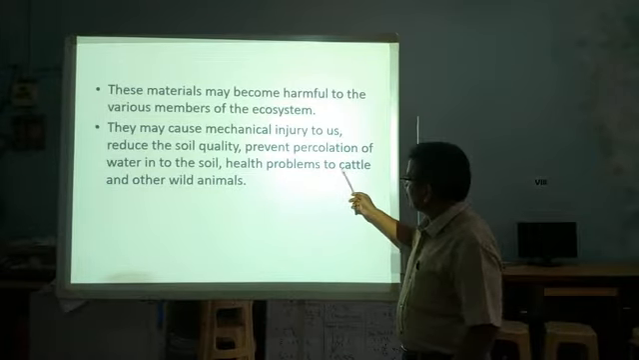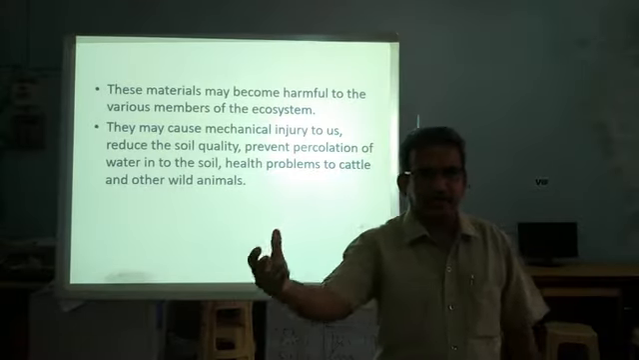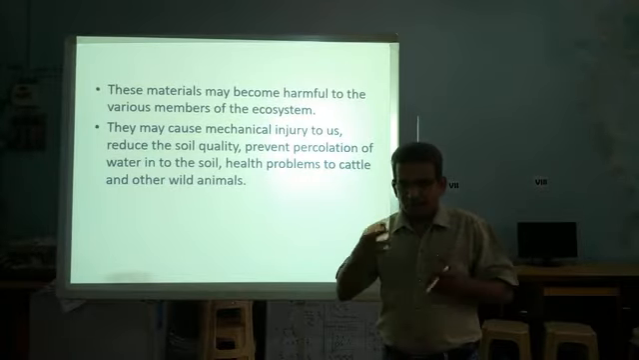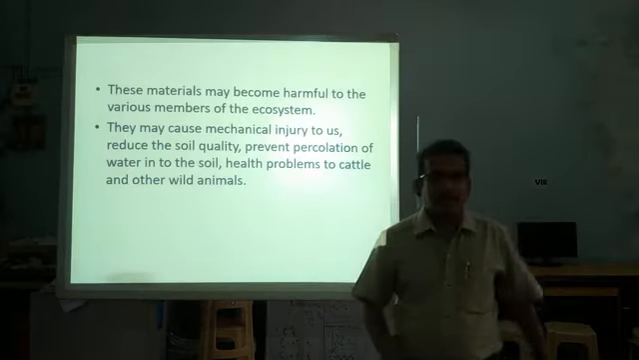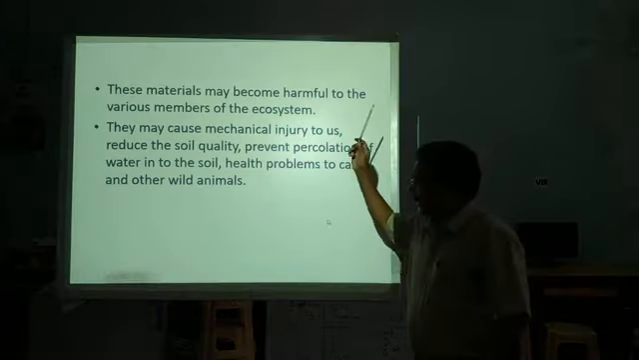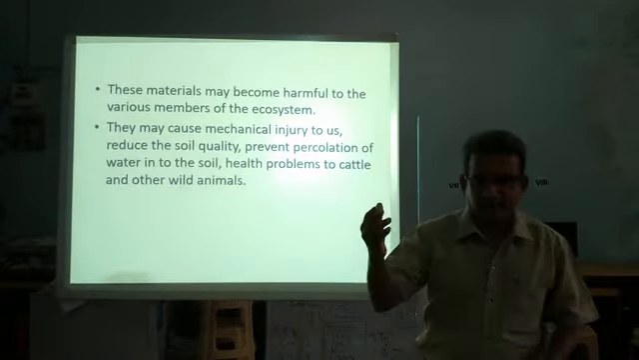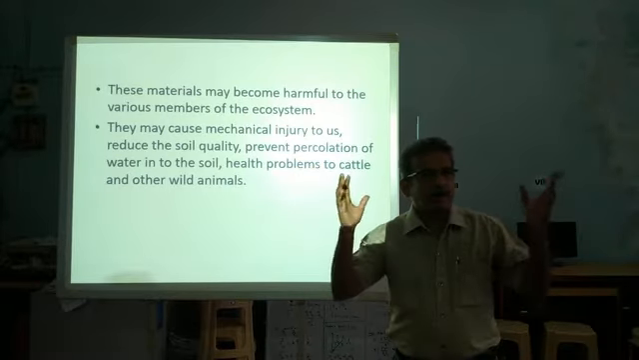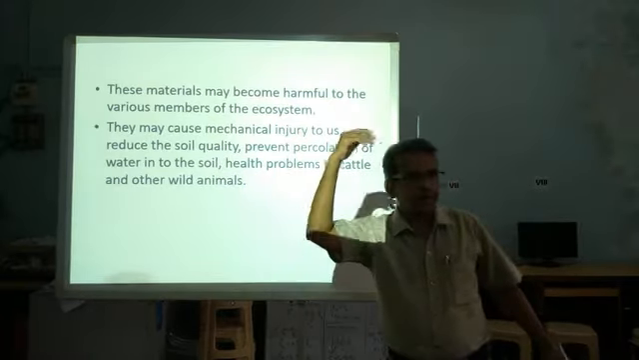Then the health problems to cattle. Even if these plastic and other things are eaten by cattle, what happens? They may get blocked in their digestive system, and it may cause dangerous problems to the life of the cattle. Then, other wild animals. You may have read some articles and news that such amounts of garbage or plastic were found present in a dead dolphin.